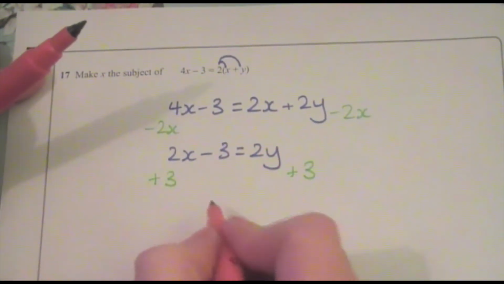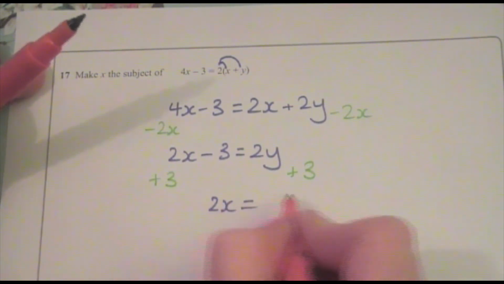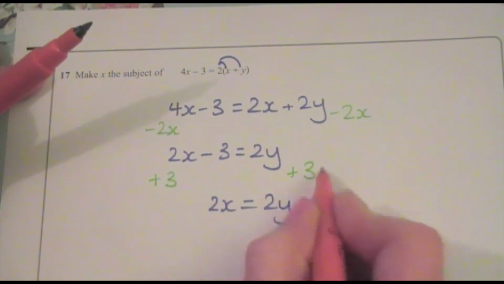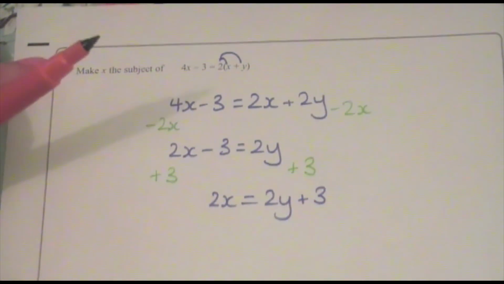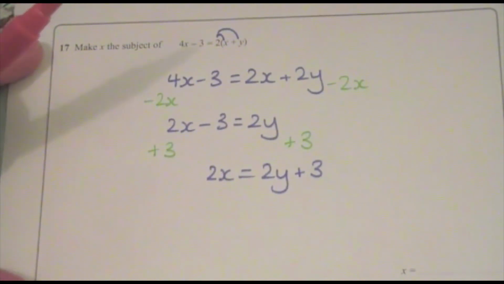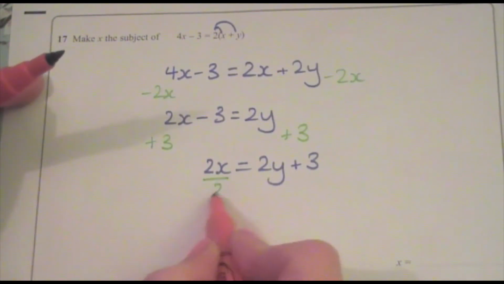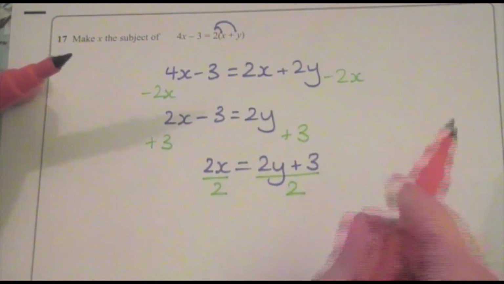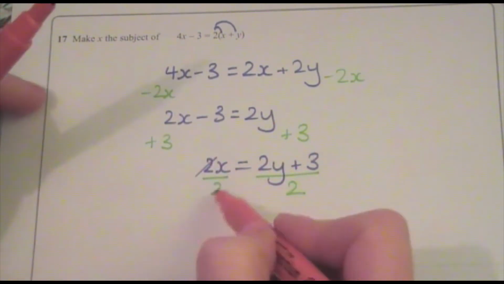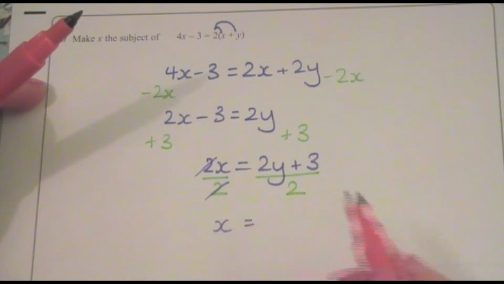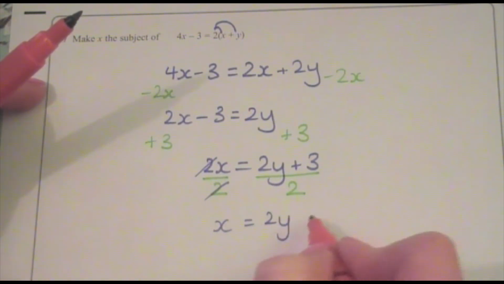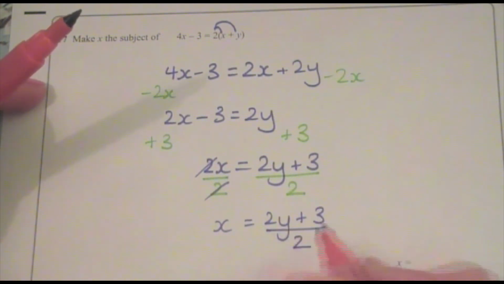So I'm left with 2x on the left hand side, and then I've got 2y plus this new 3 on the right hand side. Now, I've got x on the left hand side on its own, however I just want to make x the subject, and at the moment I've got 2 of them. So I'm going to divide both sides by 2. So that 2 will cancel with that one, I'm just left with x on its own. And I've then got 2y plus 3 divided by 2.